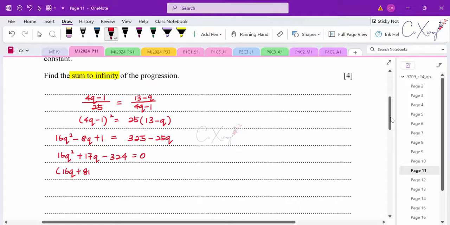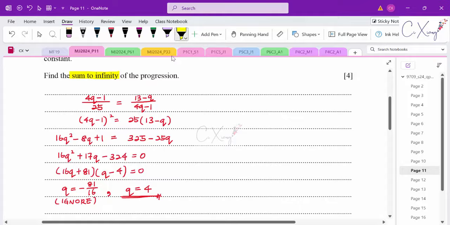Then you try to factorize it out. So by right, you should have this bracket equals 0, and you will get two values for Q. Q is negative 81 over 16, and the other one is Q equals 4. I think it is quite obvious that we have to ignore the negative value of Q because the question did tell us that Q should be a positive value, right? So we accept only Q equals 4.